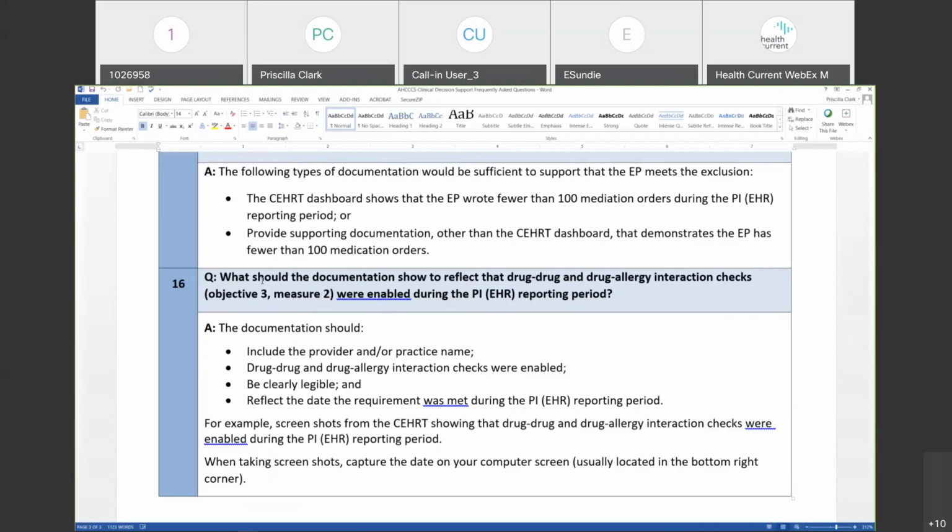Again, this is similar to CDS, in that an example could be a screenshot from the CERT showing that drug-drug and drug-allergy interaction checks were enabled during the PI reporting period. And keep in mind when taking screenshots to capture the date on your computer screen, which is usually located in the bottom right-hand corner.